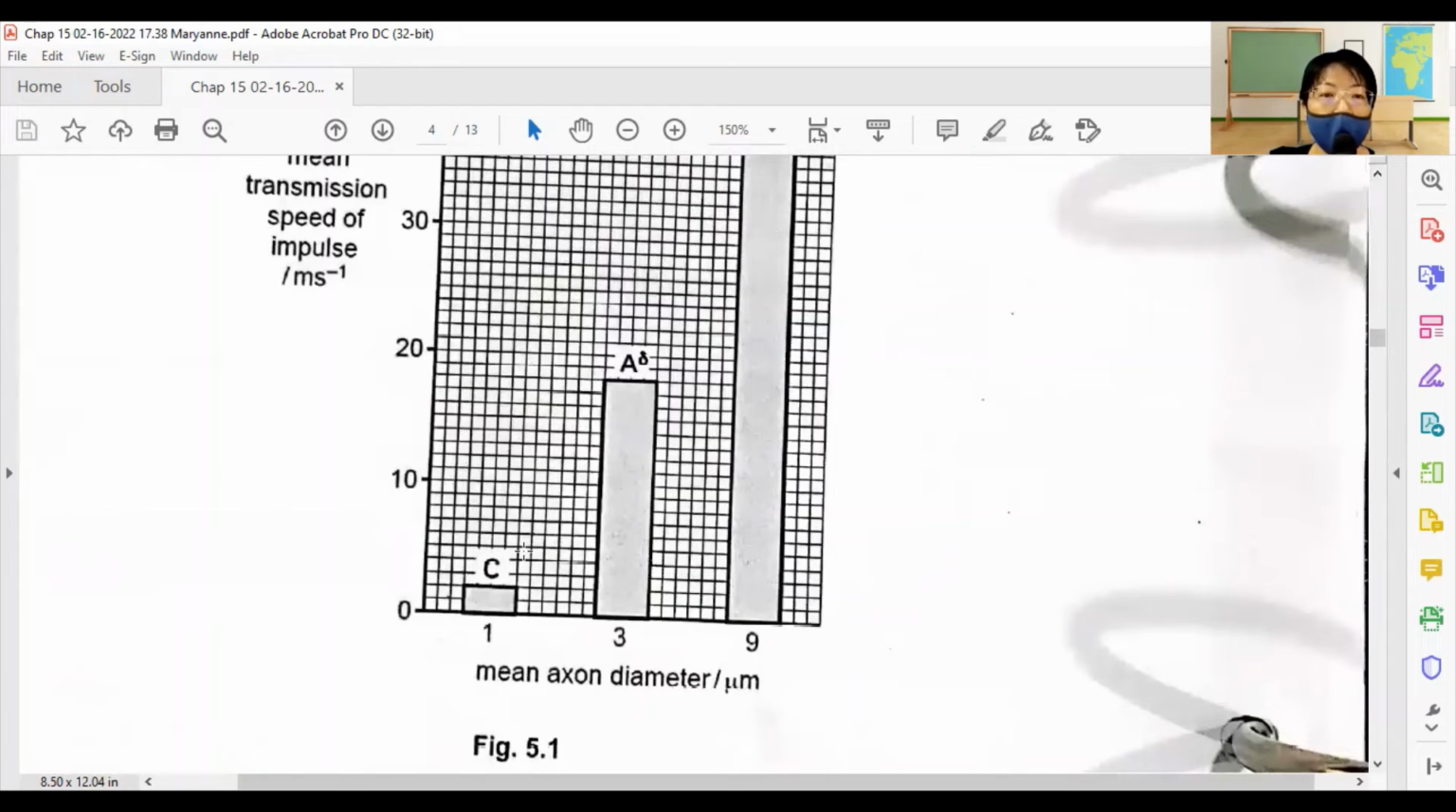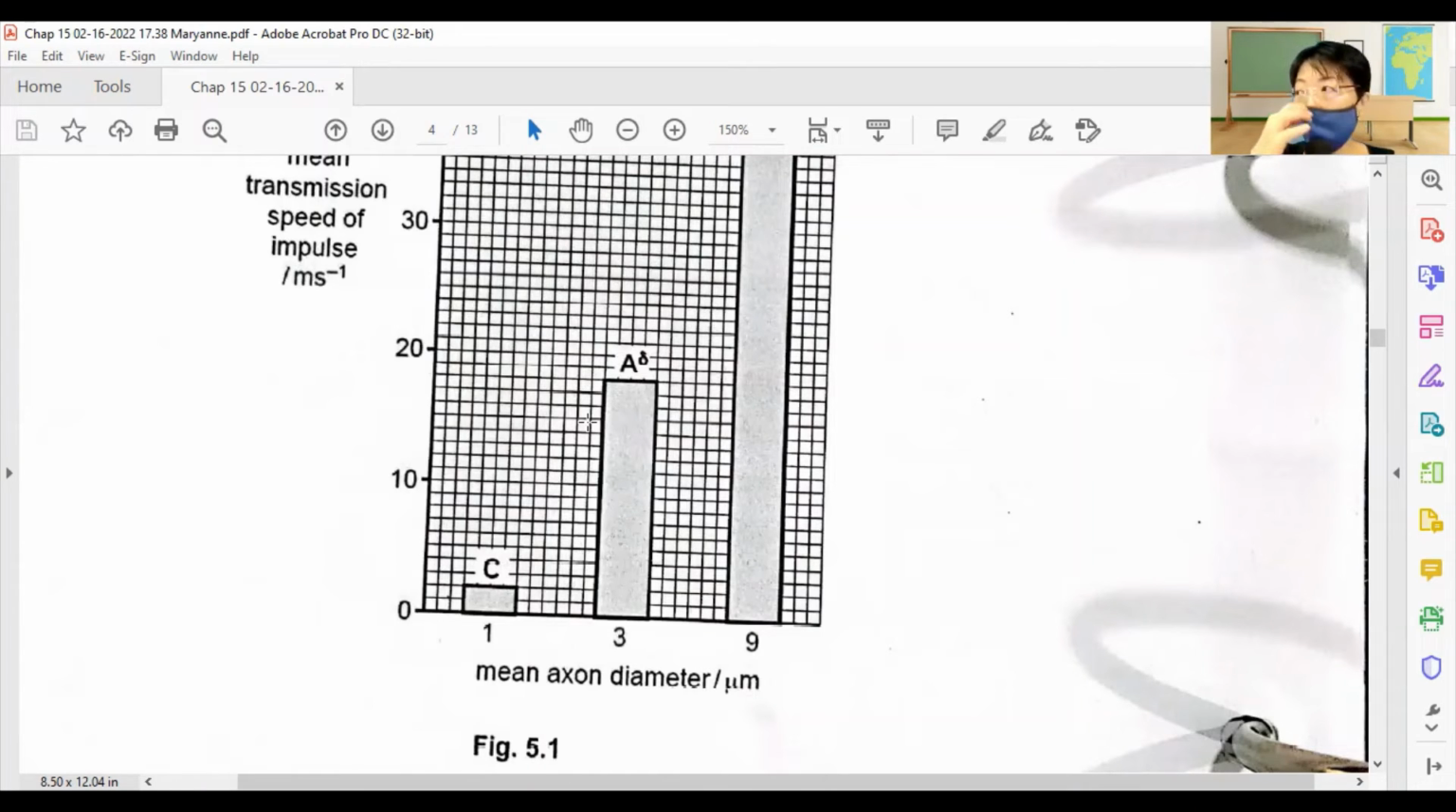That means to say that, okay, neuron C mean axon diameter is 1 micrometer. The rate or the speed of transmission is how much? 3 only, 3 meters per second. Whereas for A delta, diameter is 3 micrometer and the rate of transmission is 18 meters per second. So this is called paired data to actually illustrate what you describe. You say the higher the diameter, the higher the rate. So give the value from the data to show proof of your statement of the pattern.